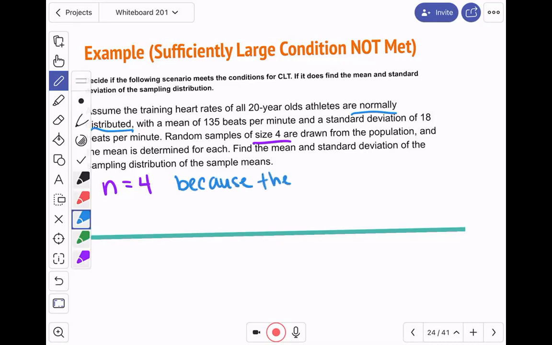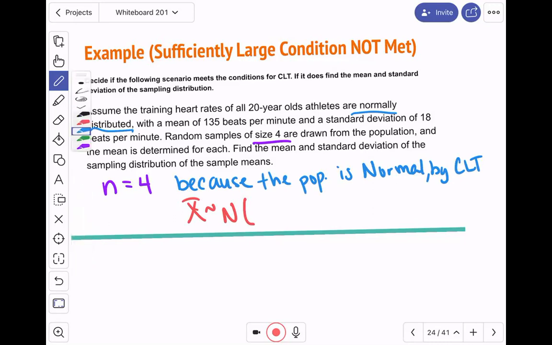Because the population is normal, X bar will follow a normal distribution. Because the population is normal, we need to really say by CLT, X bar follows a normal distribution, or an approximately normal distribution with a mean equal to the mean of the population.